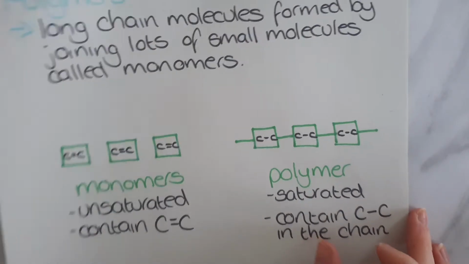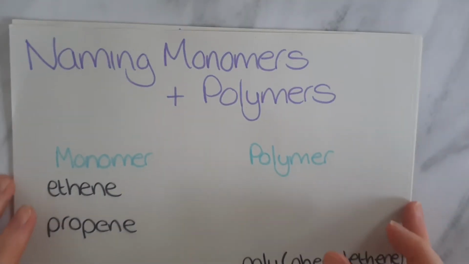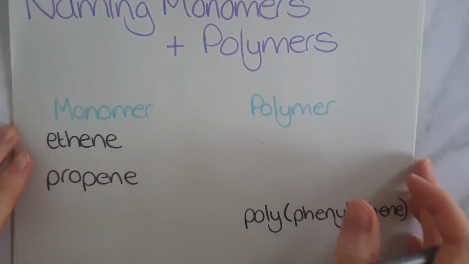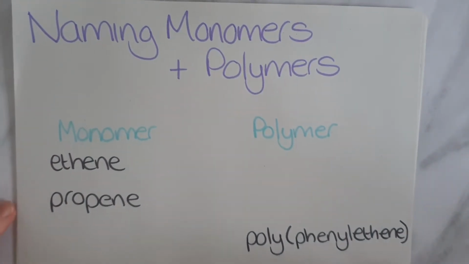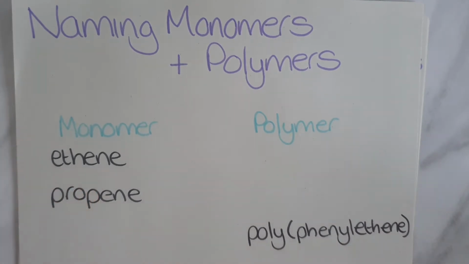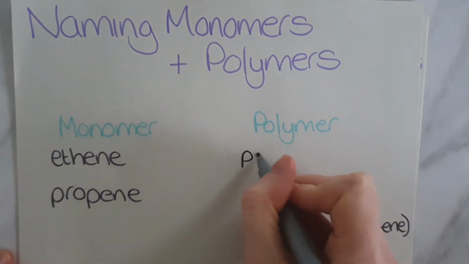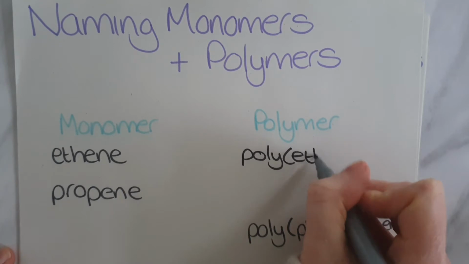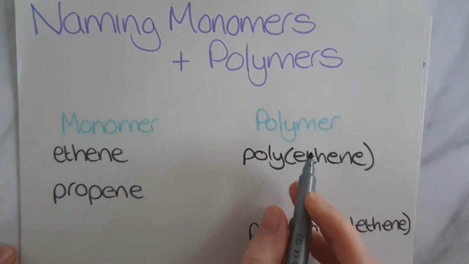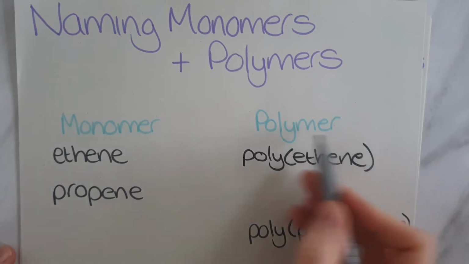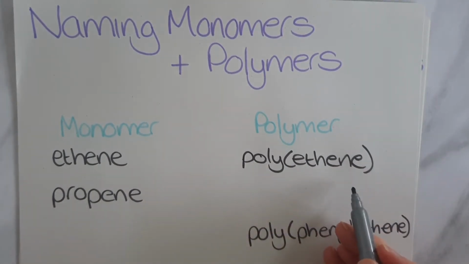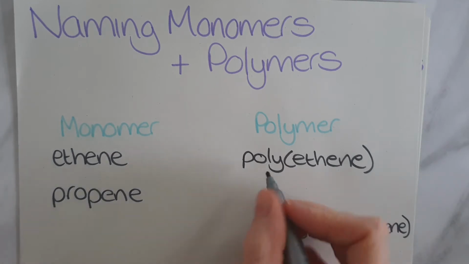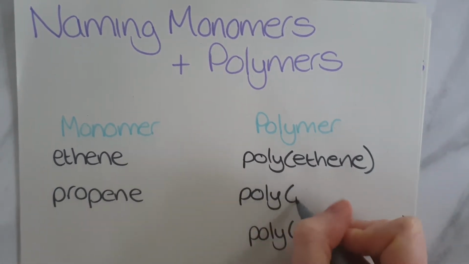So now if we look at how to name monomers or polymers, this is very straightforward, so should be an easy mark to pull out for you. All you have to do is use brackets to compare the two names. So an ethene monomer will form a polyethene polymer. So all polymers start with poly and they end with the monomer name in brackets afterwards. So propene becomes polypropene.